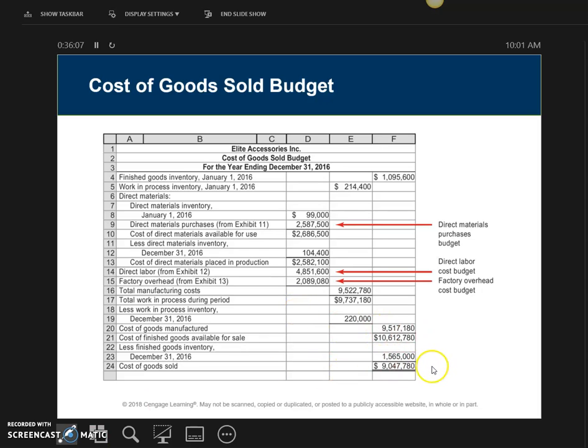Okay, so this is how I get to this number down here, my cost of goods sold. That's what I want to know. So remember, we did the whole thing. We started with each of these. These are the components of the WIP: DM, DL, factory overhead.